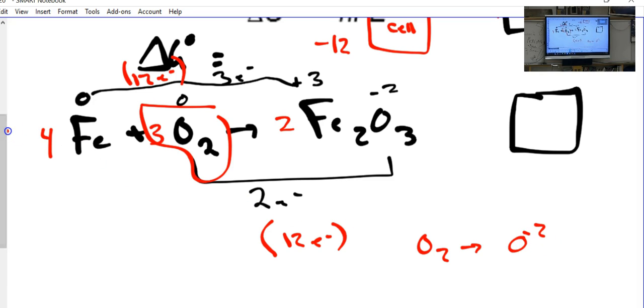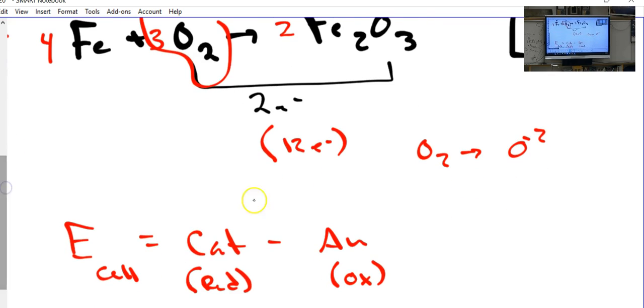Now, is this in your table? This is not in your table. Is that why you're all lost? It's really not in your table. Oh, wait. O2. They all go to H2. Okay, well, that would be my fault then. Why would that not be in your table?